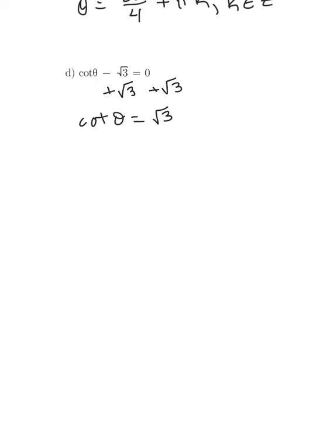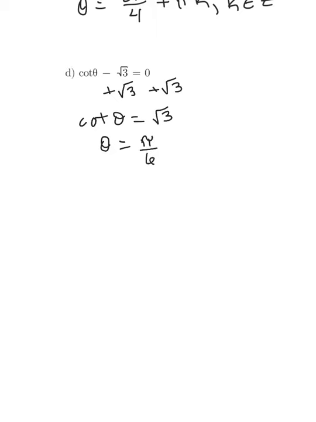Cotangent, being the reciprocal of tangent, has the signs in the same places. Cotangent is positive in quadrant 1 and quadrant 3. They are diagonal to each other. So in quadrant 1, what angle theta will have a cotangent, an x over y, of the square root of 3? That happens at pi over 6.